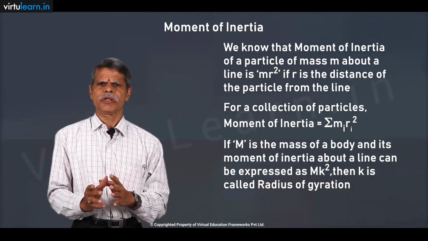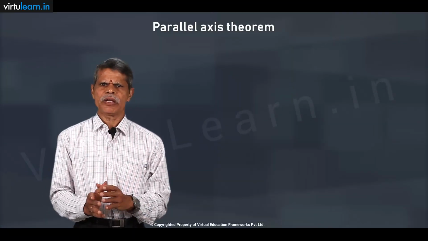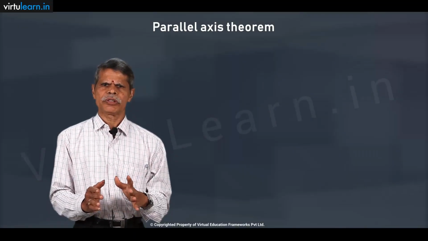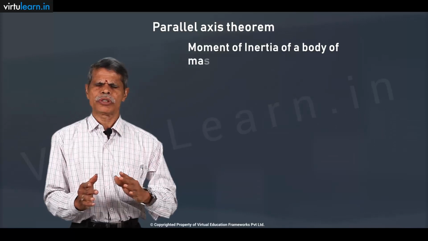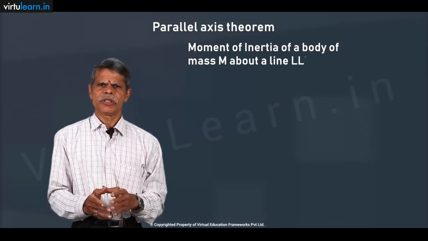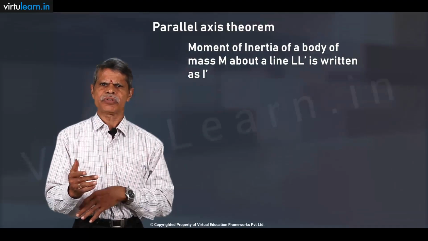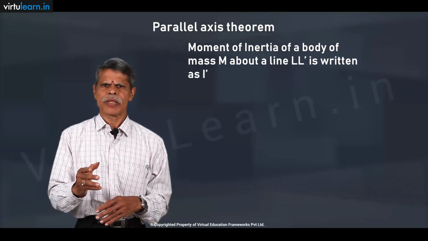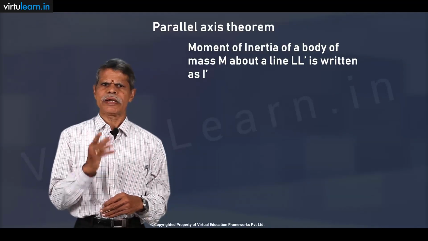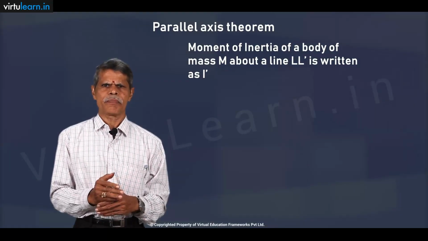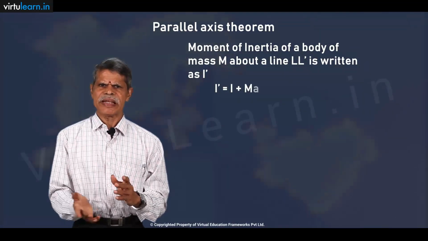We also make use of two theorems, parallel axis theorem and perpendicular axis theorem. Suppose we want the moment of inertia of a body about a line L dash. If it is denoted by I dash, then I dash can be written in terms of the moment of inertia about a line passing through its center of gravity and parallel to L dash, and then another quantity. In fact, I dash can be written as I plus ma square.